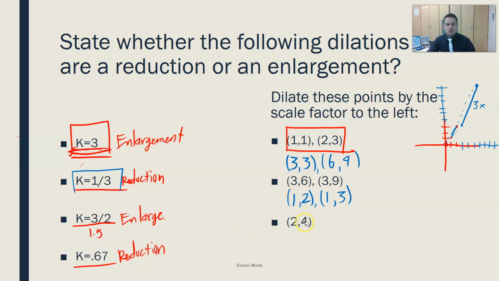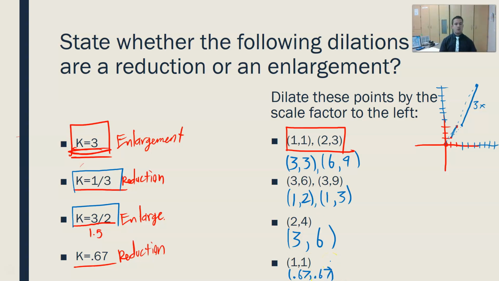What if I had the point 2, 4, and I wanted to enlarge it by a scale factor of 3/2? Well, I would multiply each of those coordinates by 1.5. You can use your calculator, you can use your brain, whatever you want to. 2 times 1.5 would be 3. 4 times 1.5 would be 6. So my new coordinates of that point would be 3, 6. And I go on and I go on. If I wanted to reduce the coordinates 1, 1 by the scale factor 0.67, I'd multiply both of those coordinates by 0.67. 1 times 0.67 is 0.67, so my points would be 0.67, 0.67 in the x direction and in the y direction.